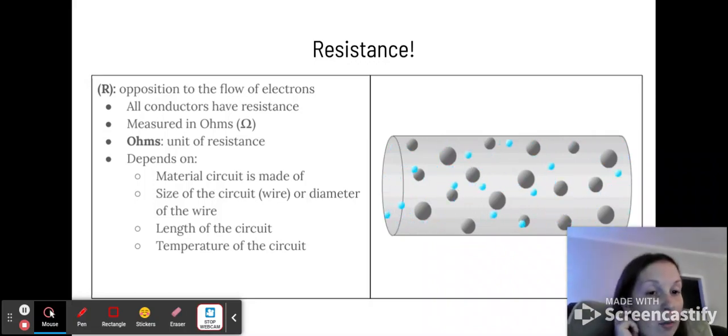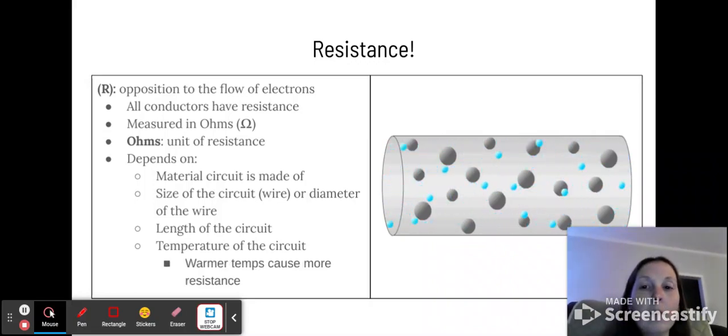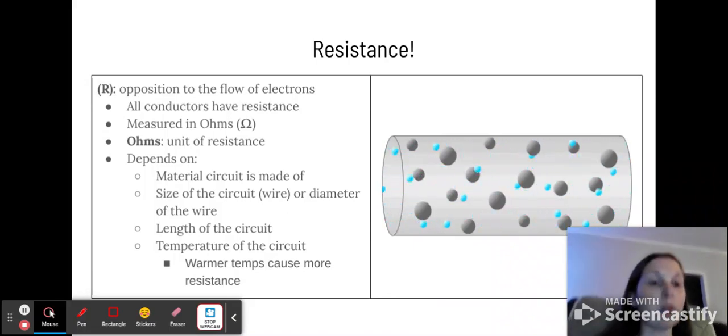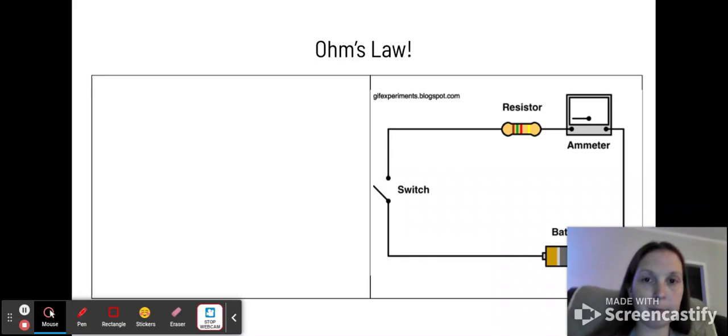Temperature of the circuit also plays a factor, because warmer temperatures tend to have more resistance, because the particles within the material of the wire are able to vibrate more, which could then interfere with the flow of the electrons.